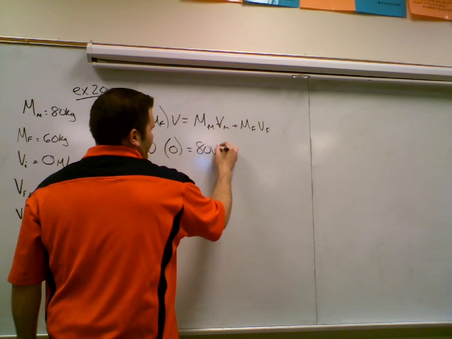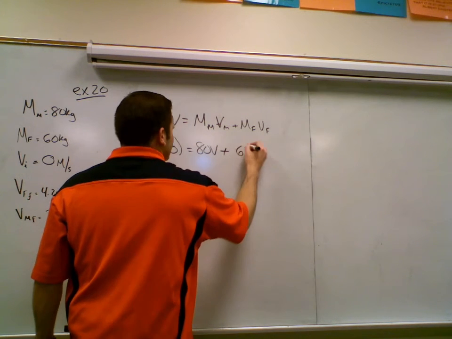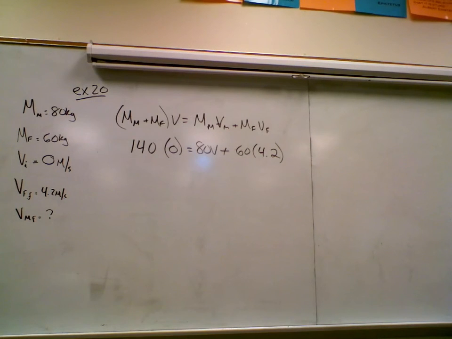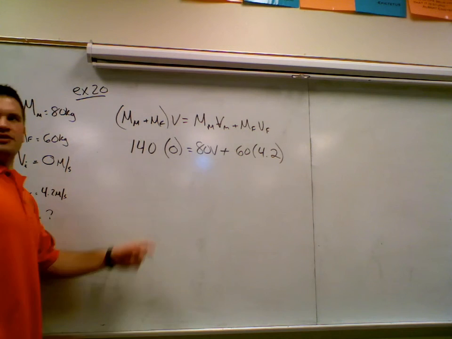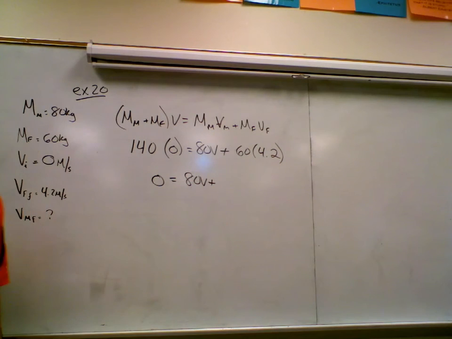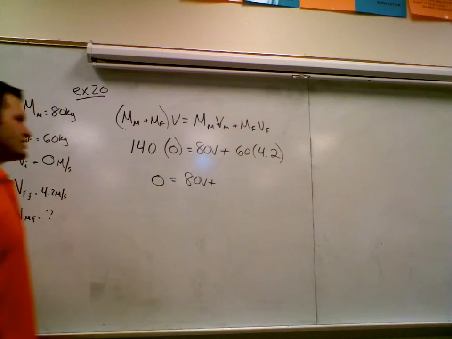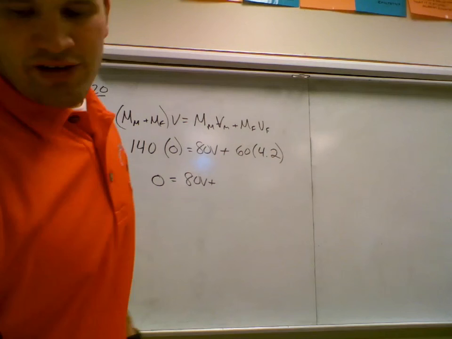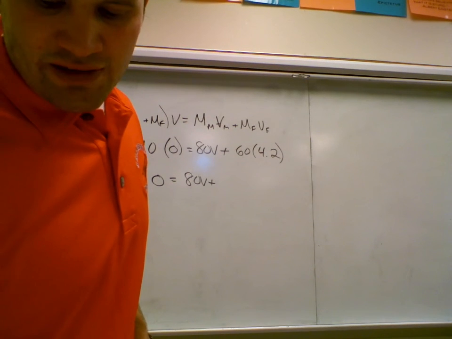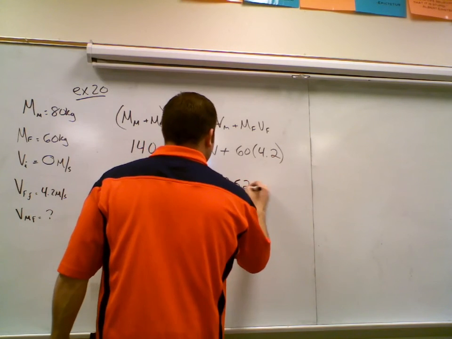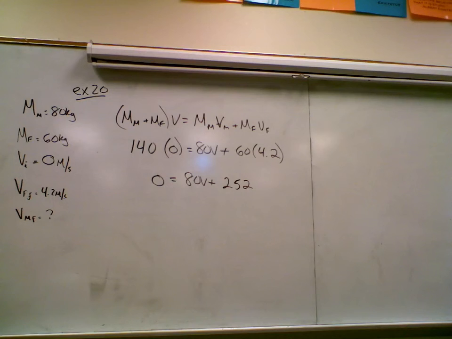Mass of the male, 80, times V, plus mass of the female, 60, times the female's velocity. Now we need to solve. I got the left side. 60 times 4.2 is 252. Got two different answers here. Let's check. 60 times 4.2 is 252. Richard, how do you get 2060? I was doing mental math. Okay, it was wrong. Check your mental calculator then.